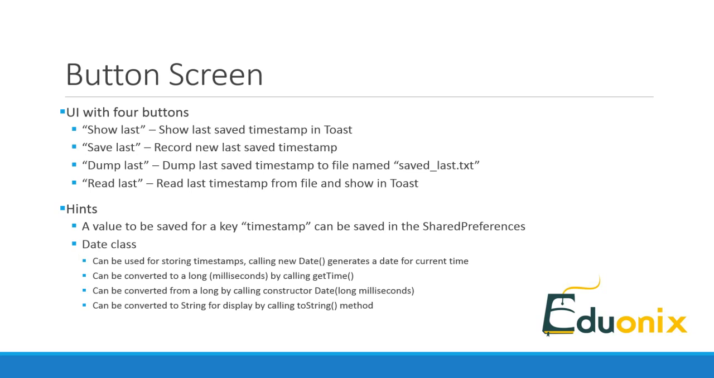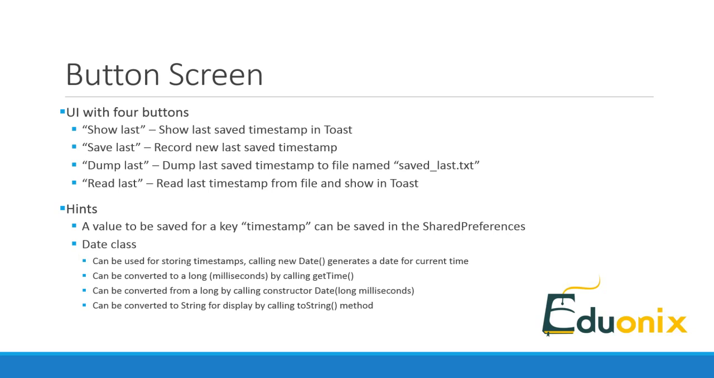The third button should have the text Dump Last, and it should write the last saved timestamp to a file named save_last.txt in the internal storage. Every time this button is pressed, the last timestamp should be overwritten if previously dumped to a file. If no save timestamp exists, then pressing the Dump Last button should have no effect.